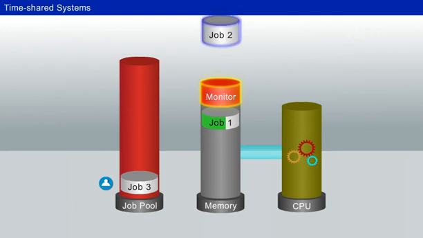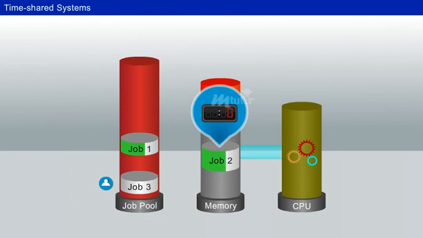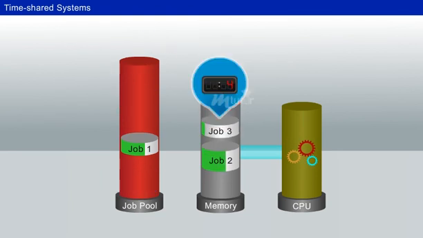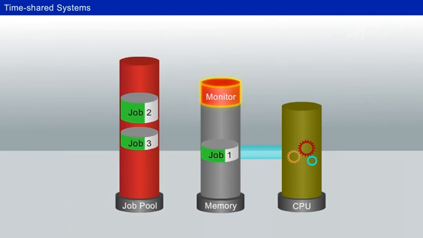But if job 2 requires more memory than job 1, job 1 must be written out first so that job 2 can be loaded. Next, job 3 is loaded into memory to be run. Here, job 3 is smaller than job 2. So, a portion of job 2 can remain in memory to reduce the disk write time. Later, the monitor decides to transfer the control back to job 1. This process continues until all the users finish their respective jobs.